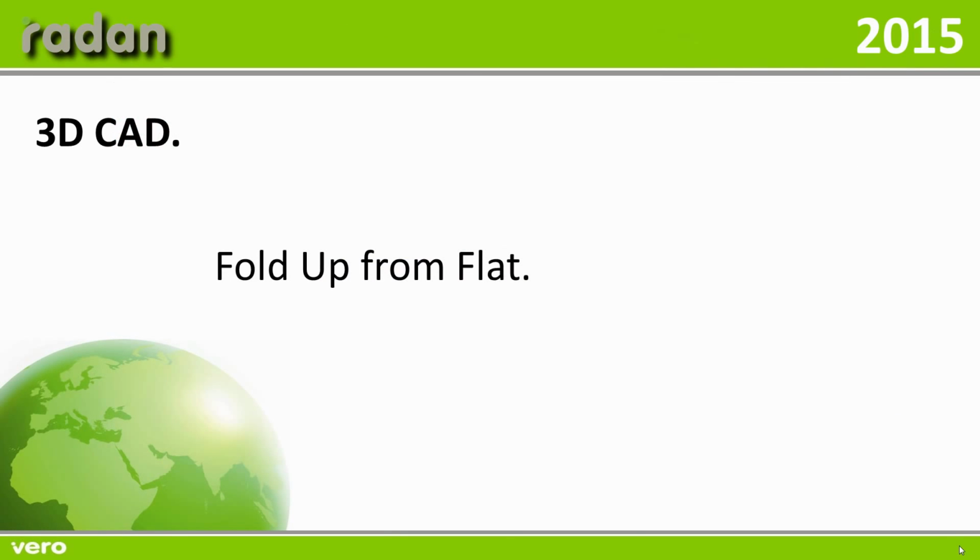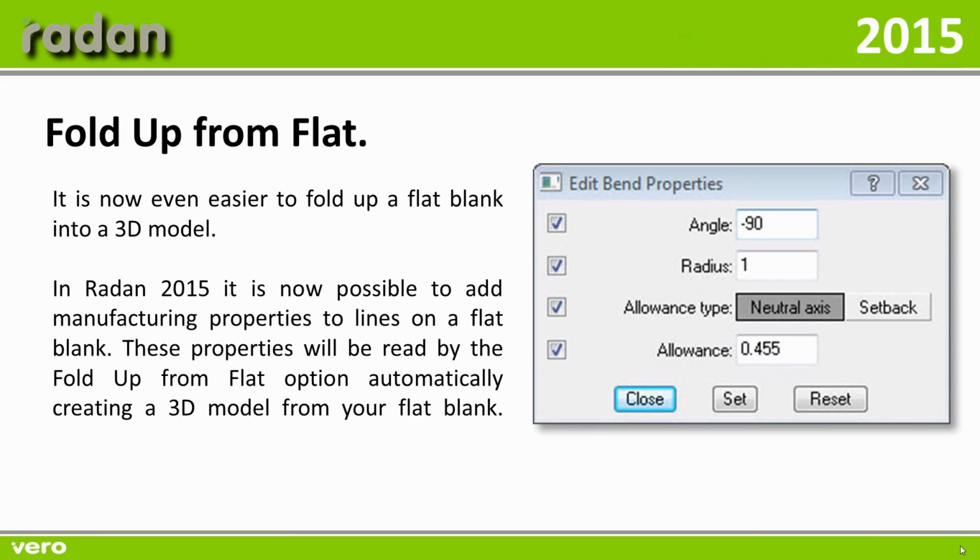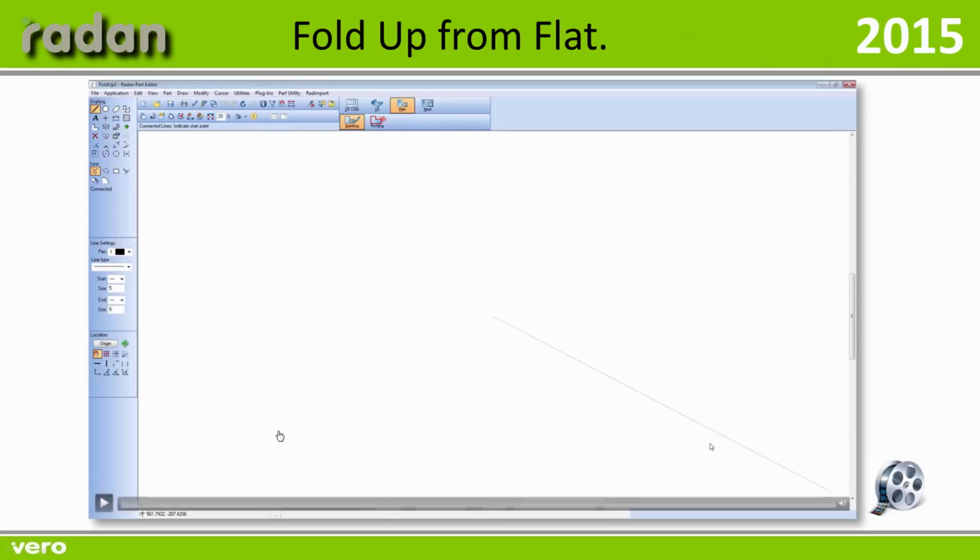Fold up from flat. It is now even easier to fold up a flat blank into a 3D model. In Radan 2015 it is now possible to add manufacturing properties to lines on a flat blank. These properties will be read by the fold up from flat option, automatically creating a 3D model from your flat blank. In this image here you can see the Edit Bend Properties dialog. By simply selecting these tick boxes and feeding in some information, we can assign this information to lines in our flat blank. Okay, let me show you how this works.